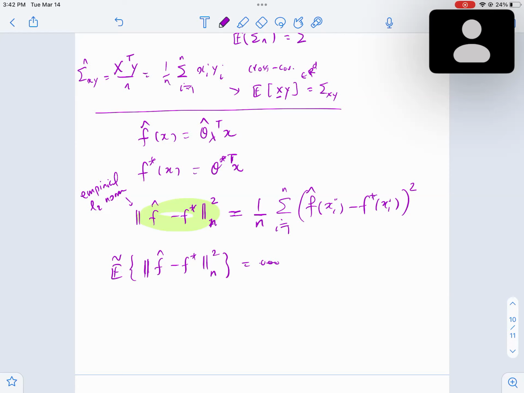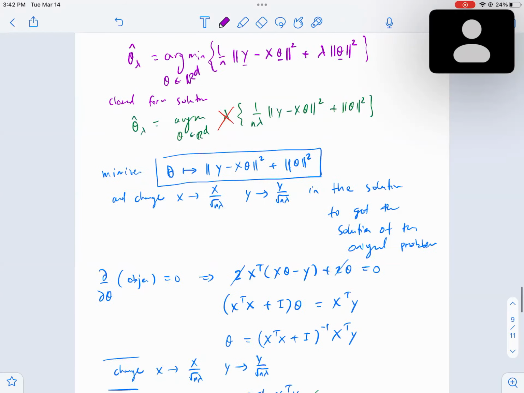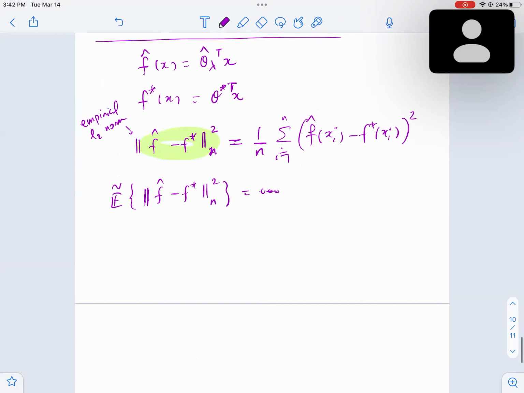If you go back to some of the earlier discussions, this quantity is going to be very close to the generalization error or the risk, up to a term which is related to the Bayes error, which in this case would be sigma squared. But in any case, I'm going to look at this.